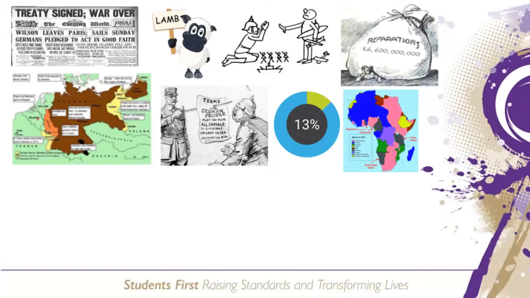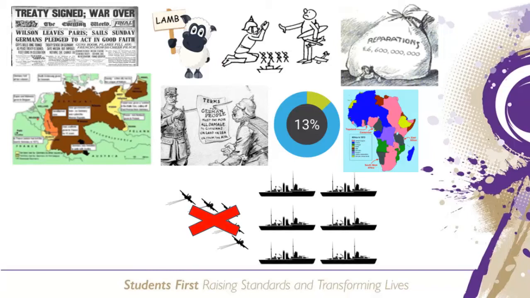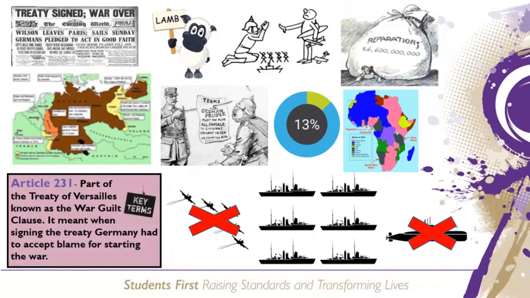For army, the German army could not be bigger than 100,000 soldiers. No German air force was allowed, and the German navy could only have 6 battleships, 6 cruisers, 12 destroyers, and 12 torpedo boats. No submarines were allowed. In terms of money, Germany had to pay reparations, money paid for war damage, of 6.6 billion to the Allies, and the treaty took away almost 50% of Germany's iron reserves and 15% of its coal reserves. Finally, for blame, Germany had to accept the blame for starting the war through Article 231, the War Guilt Clause.